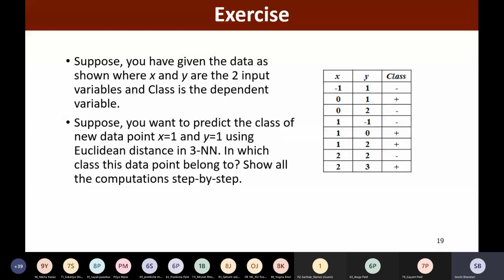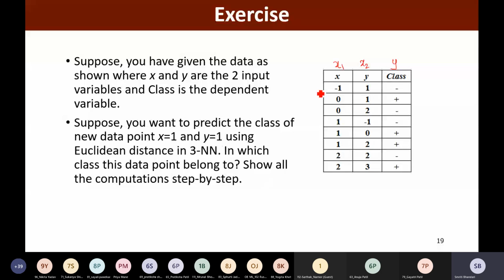Right now we are going to solve this problem. Everybody should have pen and paper. You may have similar kinds of problems in your exam. Suppose you are given the data as shown, where x and y are 2 input variables and class is the dependent variable. This is my feature 1, this is my feature 2, and this is my class label y.